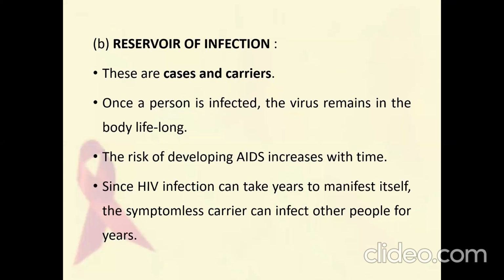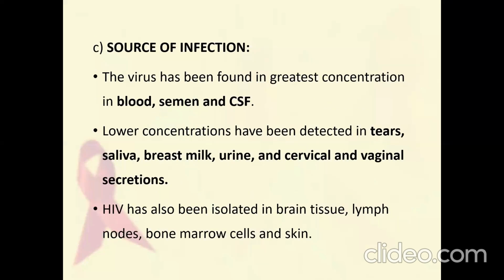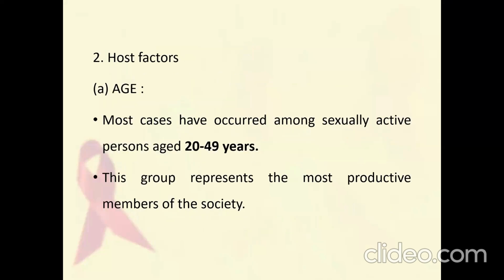The reservoir of infection is cases and carriers. As for the source of infection, it is mainly found in great concentration in blood, semen and CSF, and also in lower concentration in tears, saliva, breast milk, urine, and cervical and vaginal secretions. Then host factors: age is mainly from 20 to 49 years.